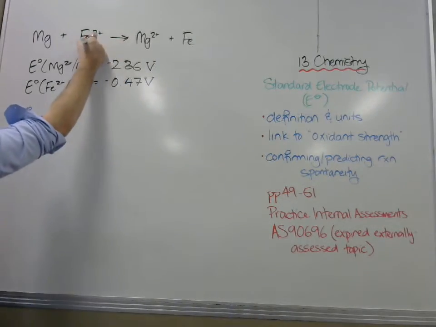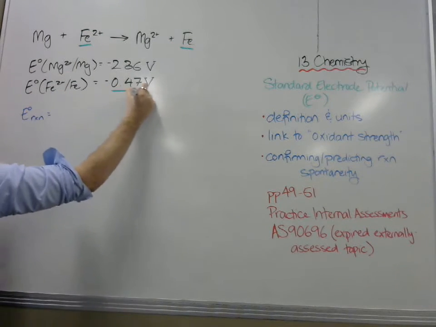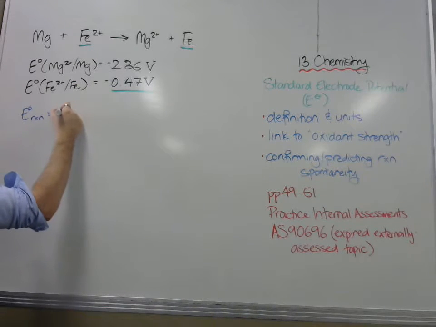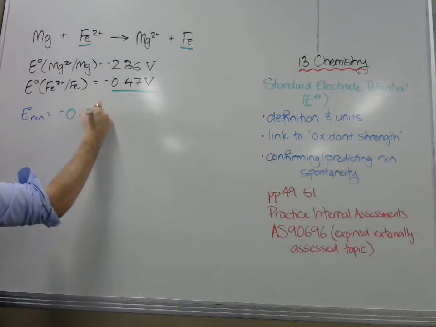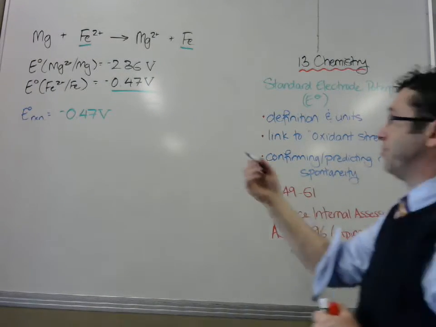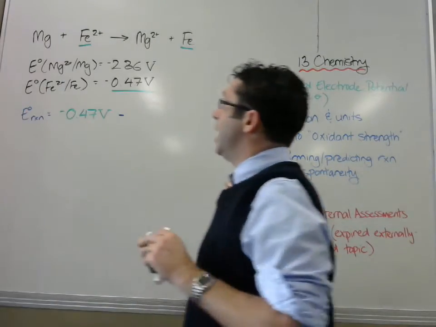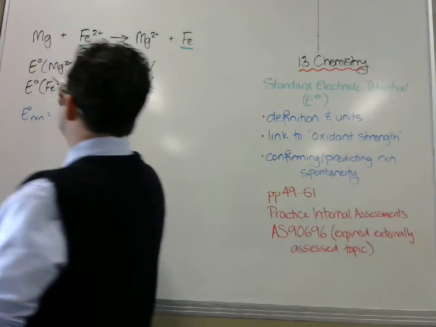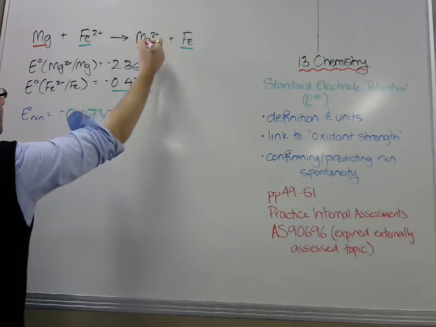So, I've got this one here. So, this is the reduction half equation. So I can use that number in here. So I put negative 0.47 volts. Then I need to subtract the value for the one for oxidation. So if that's reduction, clearly magnesium must be being oxidized, going from magnesium to magnesium 2+.